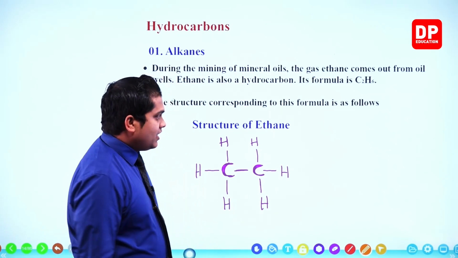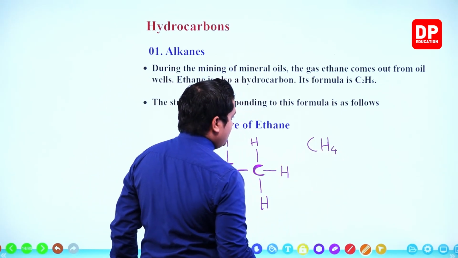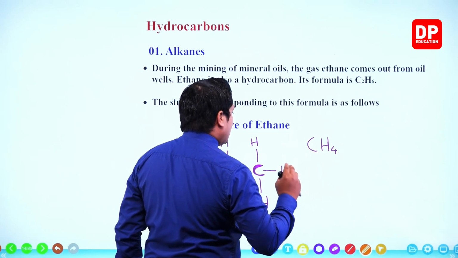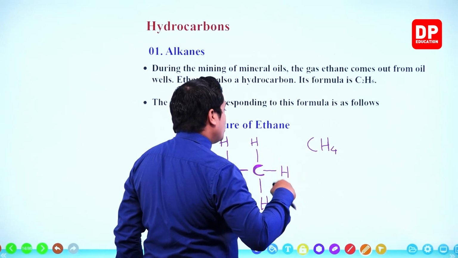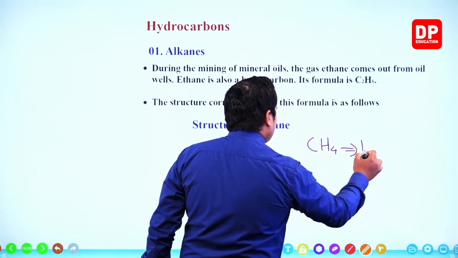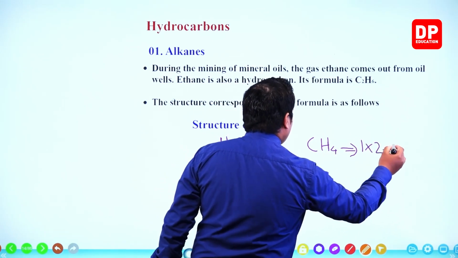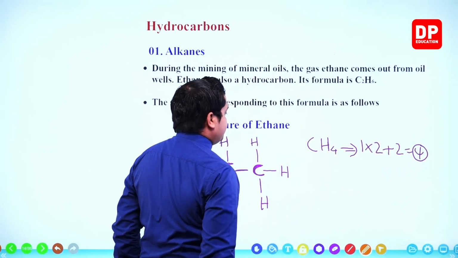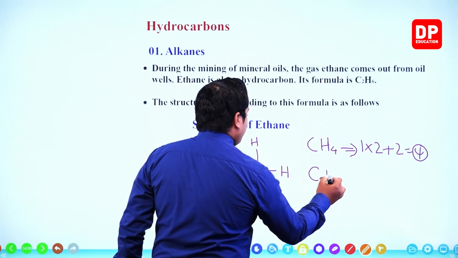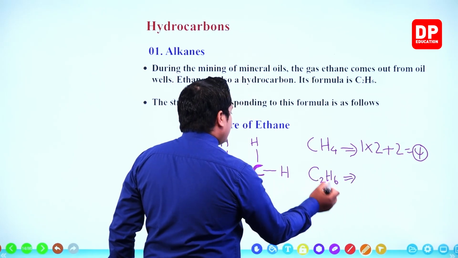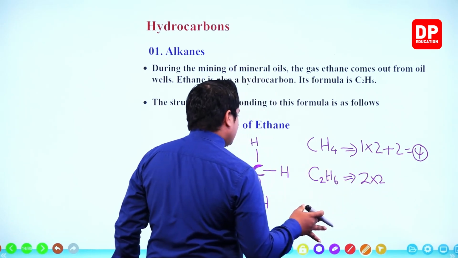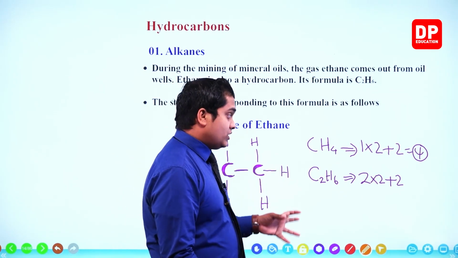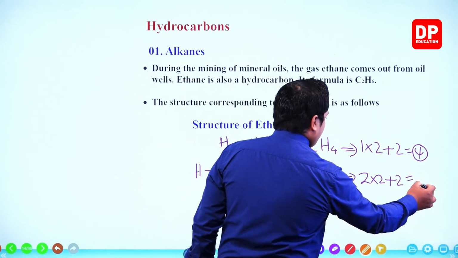And the other thing is that when you check the formula CH4, which is for methane, the hydrogen count is always 2 greater than twice the carbon count. You know there is only one carbon, so 1 times 2 is 2, and 2 plus 2 is equal to 4. See, 4 hydrogens are there. In C2H6, the number of carbon atoms is 2. So you multiply 2 by 2, twice, and add another 2. 2 times 2 is 4, and 4 plus 2 is equal to 6. See, 6 can be observed.